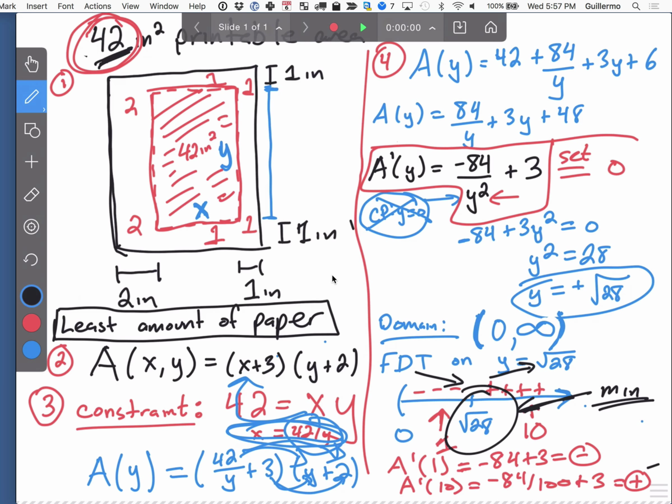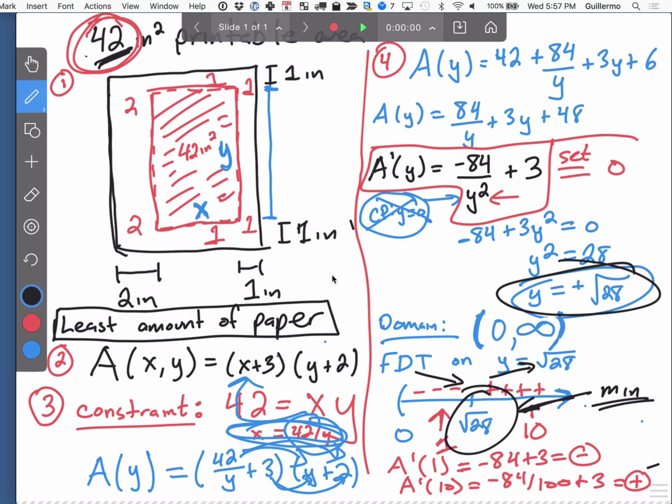But notice this does not necessarily answer the question. The question said, what are the dimensions that use the least amount of paper, right? All this is in this case the y value that gives me the least amount of paper. So, go ahead. Oh no, but then you can just plug it back into the equation to solve for x. Yes, you just have to make sure that you're looking at the right thing, right?